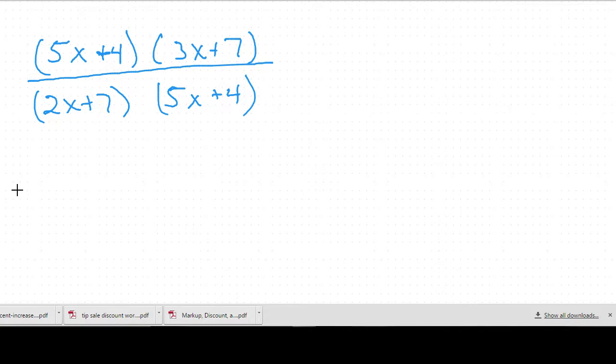Okay. When we dealt with the regular numbers, what did we do to the regular numbers? We canceled the ones that we saw that were exactly the same on the top and bottom. Right. The parentheses represents a number, right? Okay. So do you see a set of parentheses that are exactly the same on the top and the bottom? Yes. And tell me what's exactly the same on the top and the bottom. The 5x plus 4. So because we worked on that factoring skill, we can recognize that this number and that number cancel. And so your answer would be 3x plus 7 over 2x plus 7.